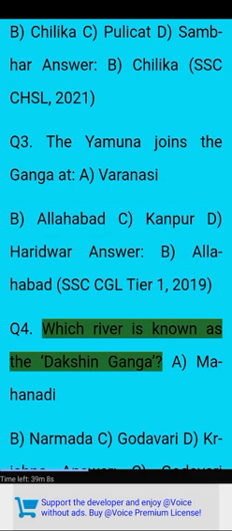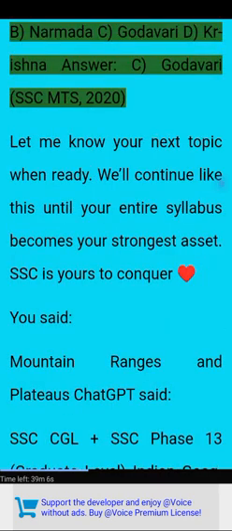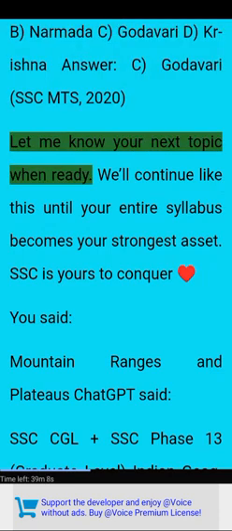Q4. Which river is known as the Dakshin Ganga? A. Mahanadi, B. Narmada, C. Godavari, D. Krishna. Answer: C. Godavari. SSC MTS, 2020.